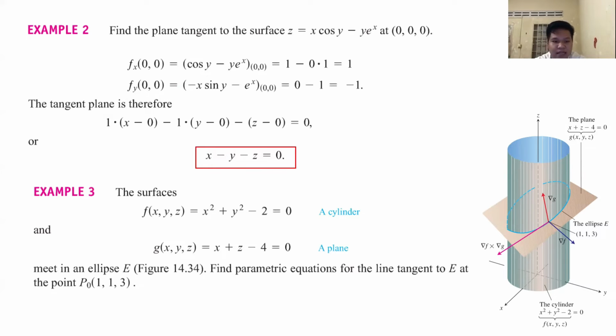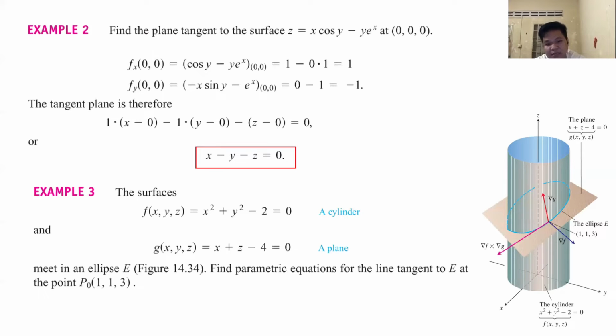And then the tangent plane is 1 multiplied by (x minus 0) minus 1 multiplied by (y minus 0) minus (z minus 0) equal to 0. And as a result, we get x minus y minus z equal to 0 as the equation of the tangent plane.